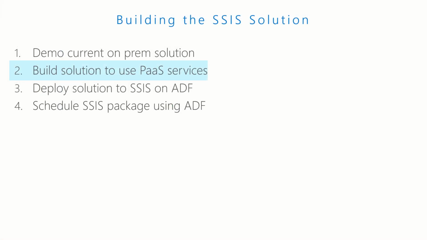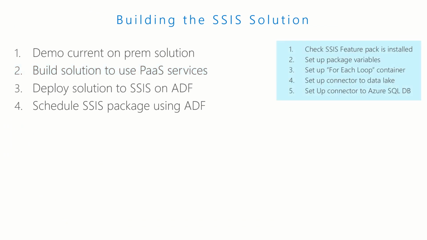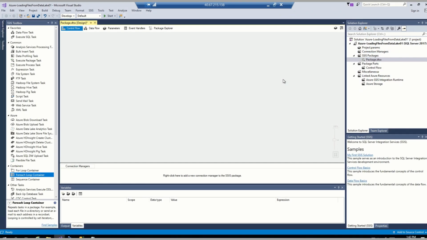Right, let's start building out our new PaaS solution. First thing we need to do is check we have the SSIS feature pack installed. I'll show you how to do this. We need to set up the package variables. We need to set up a for each loop container. Then we need to set up connectors to the data lake and connectors to the Azure SQL DB. Let's cut across to Visual Studio.